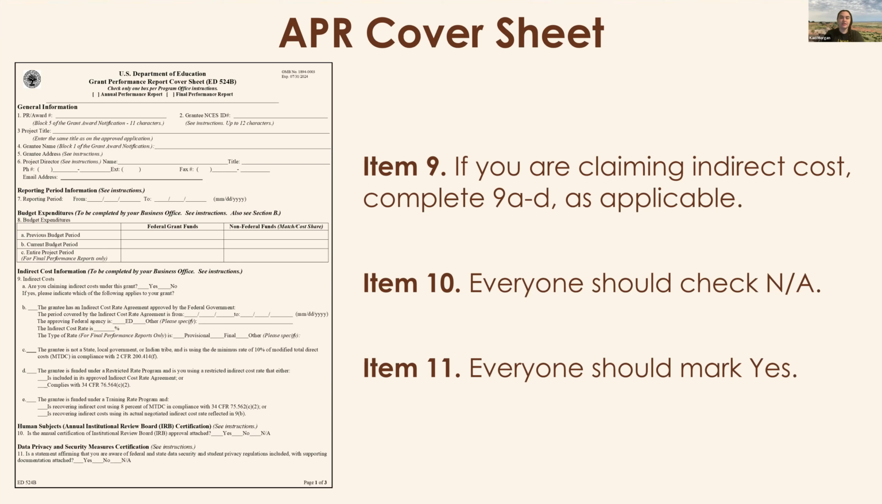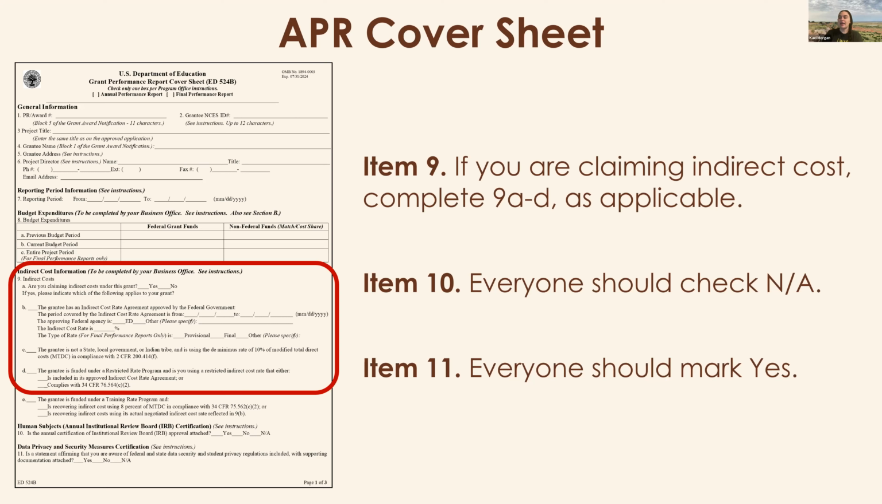Okay, so moving on to the rest of the cover sheet. On item number 9, be sure that you are entering the most up-to-date indirect cost information. Sometimes those indirect cost rate agreements expire or other details change when you renew it. So just double check to make sure that you are including the most up-to-date information, and do not skip item 9 if the indirect cost information applies to you and your programming.